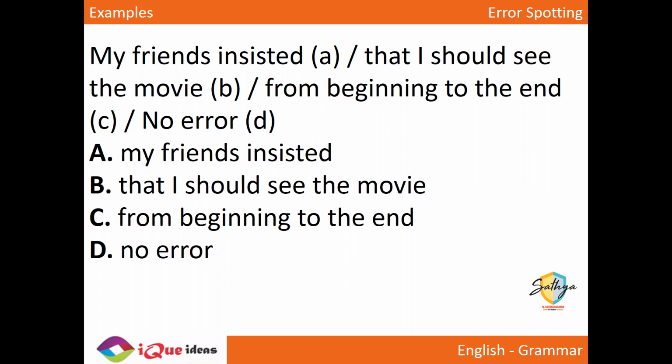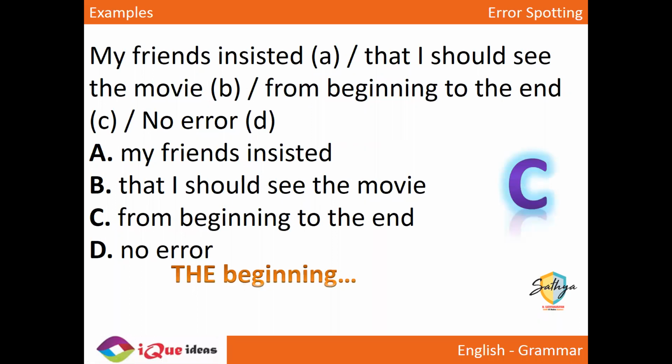Yes. So beginning and end, they are all part of the same sense. Then they should also be written in the same format. So when you say the end, then it has to be the beginning. So part C, the sentence should read, my friends insisted that I should see the movie from the beginning to the end, because the beginning and end is very specific. So the definitive article the is 100% required. So we say my friends insisted that I should see the movie from the beginning to the end. Everybody got this one? Majority have got it right. Very good. Chalo, moving ahead. Next one.